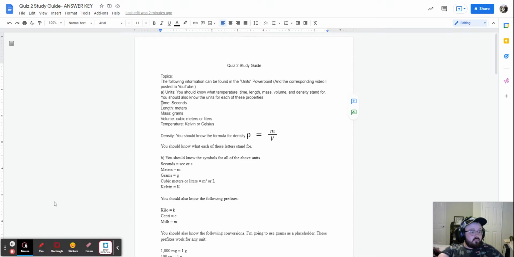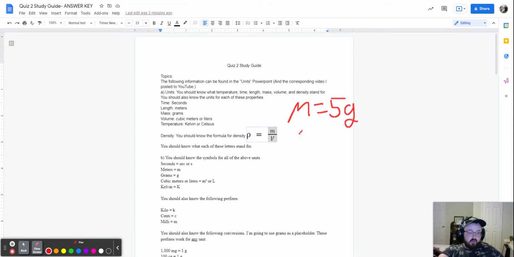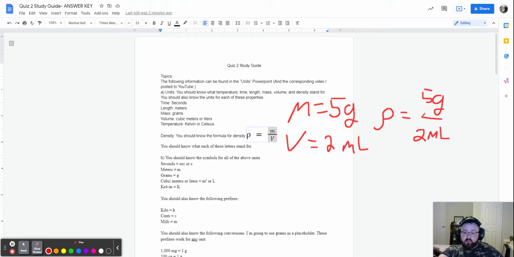Okay, so this is mass over volume. You would take the mass of something divided by the volume. That's how you get your density, right? A very, very basic example: if you had a mass of 5 grams and a volume of 2 milliliters, your density equals 5 grams over 2 milliliters. This is a division sign, so you would run this in a calculator: 5 divided by 2. So 2.5 grams per milliliter.